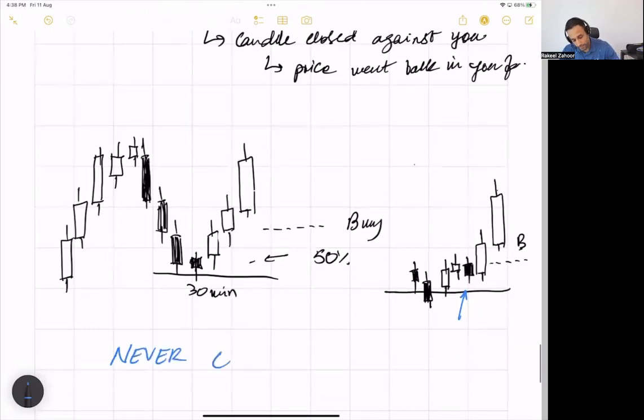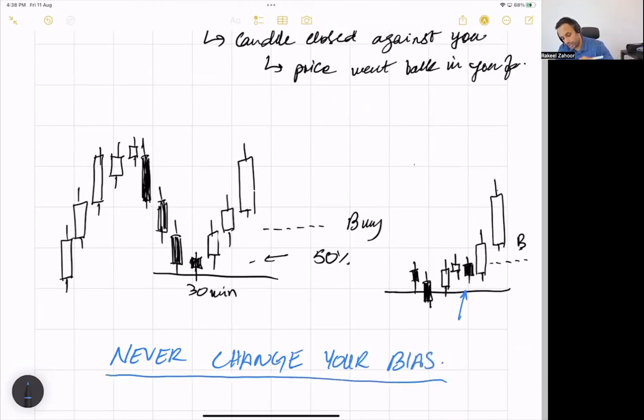Never change your bias. Never change your bias. You have to keep the same bias for this strategy to work. If you think price is going to go in your favor, if you think you're going to give price a second chance, you should never change your bias.